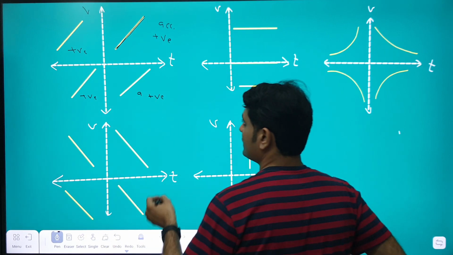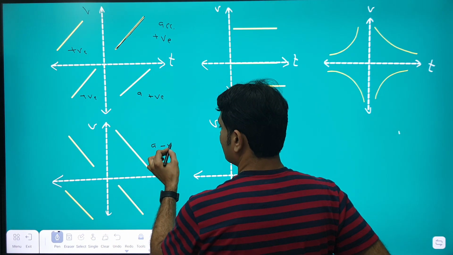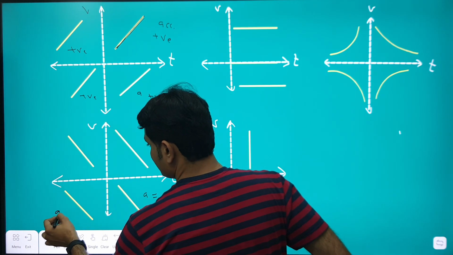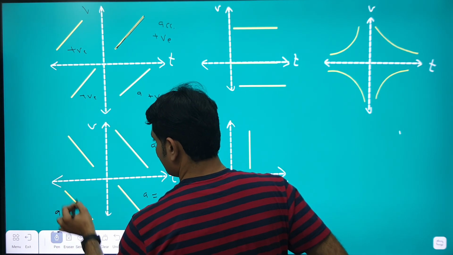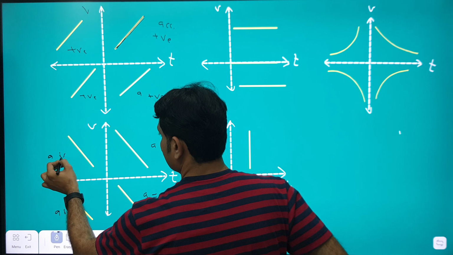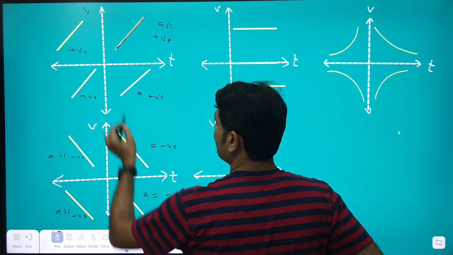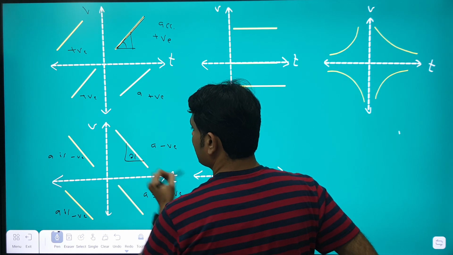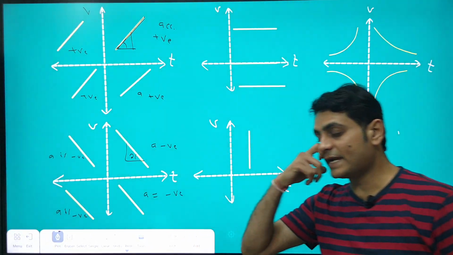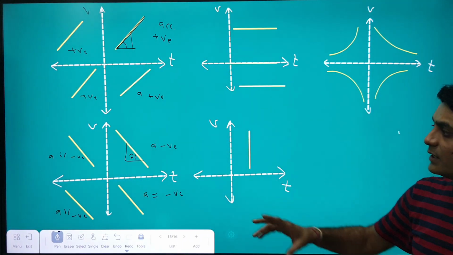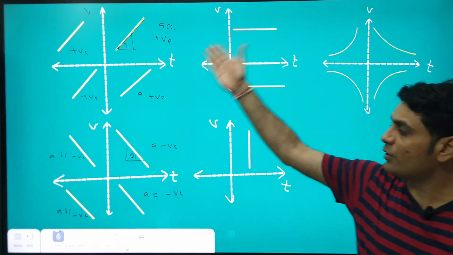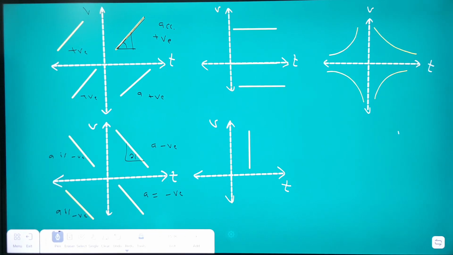If it is like this, then it means acceleration is negative. Acceleration over here is also negative. Over here also acceleration is negative. Why? Because all the slopes are negative. See, in this case we are getting a positive slope. In this case we are getting a negative slope. If the slope is negative, irrespective of the quadrants, then acceleration will be negative. If it is positive, always the acceleration will be positive.